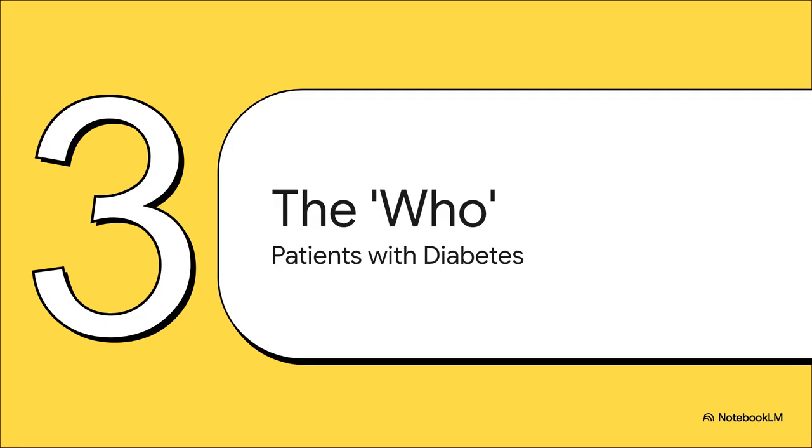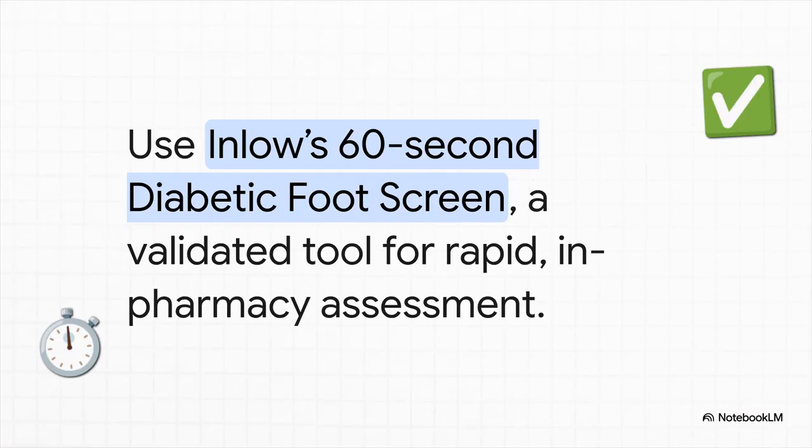All right, let's go back to that crucial first question and really focus on that high-risk group, our patients with diabetes. For them, the risk of serious problems like ulcers that won't heal or major infections is just so much higher. That's why a specialized approach isn't just nice to have. It's non-negotiable. And the best part is, you don't have to invent a process from scratch. There's a fantastic, validated tool that's perfect for the pharmacy setting. It's called Inlow's 60-second diabetic foot screen. And yep, the name says it all. It's fast, it's evidence-based, and you can easily build it into your workflow.